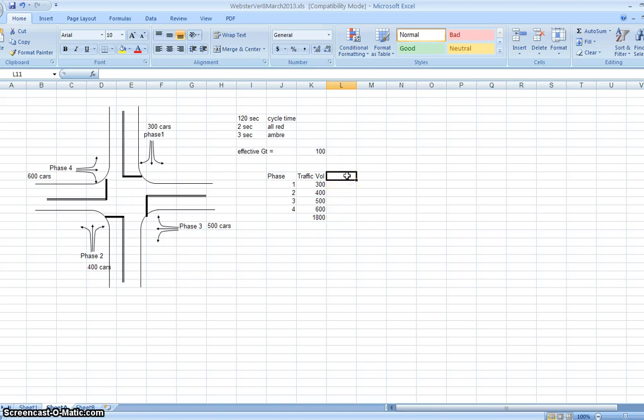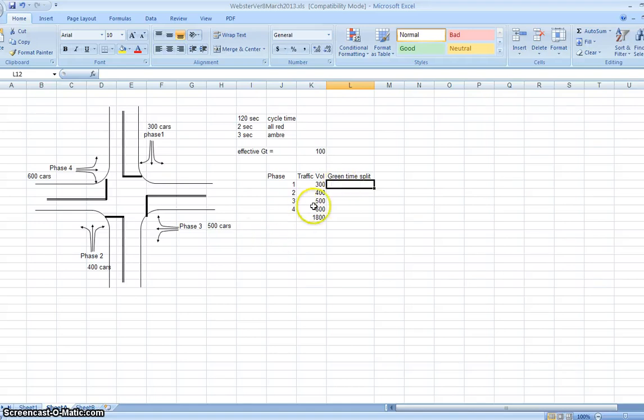We can call it the green time split. So how are we going to split this? One way to do it is to use this traffic volume divided by the total. So now we have 1.67 for phase 1, because we split based on this volume. The same thing, we just copy this one, equal to 1. So we divide the green time based on this ratio.